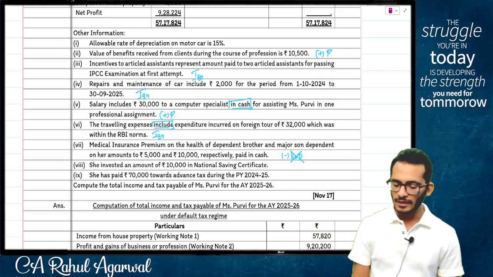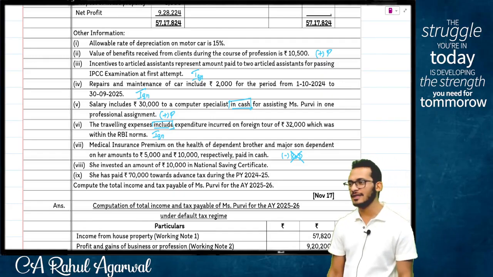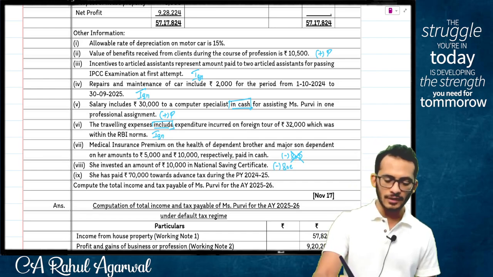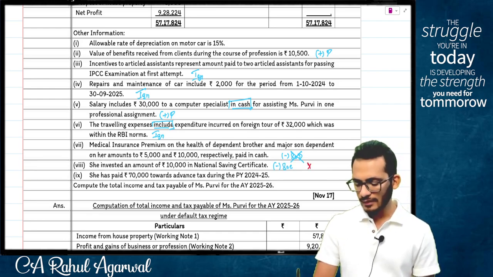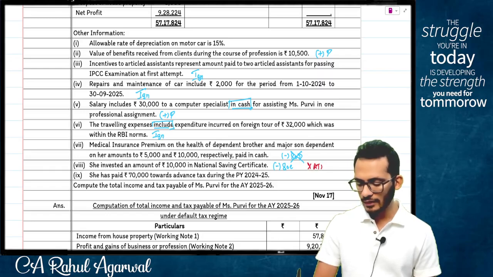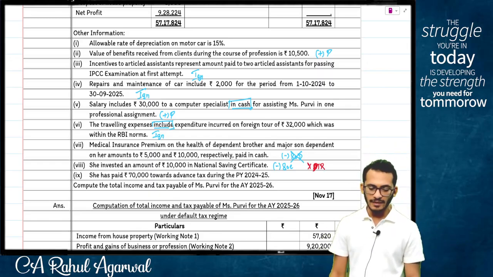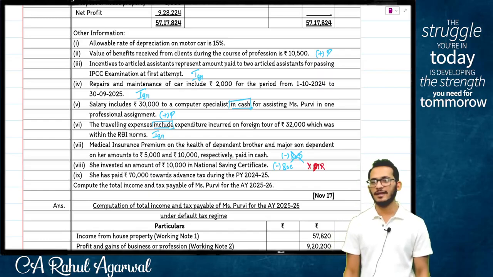She invested an amount of rupees 10,000 in National Savings Certificate. This is 80C. When you see an investment you don't understand, it is not allowed under DTR. Next, the person has paid 70,000 rupees towards advance tax in 24-25.